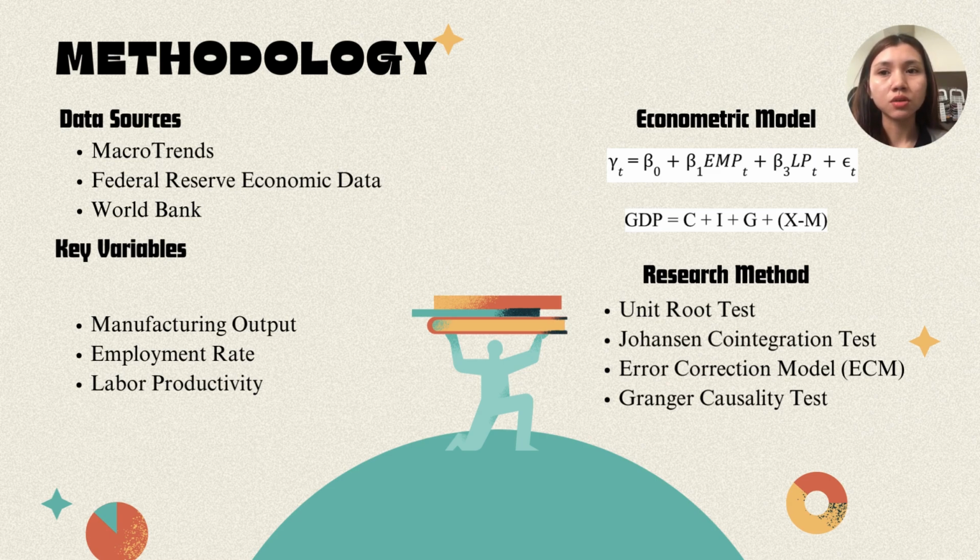For the data sources, manufacturing output data was collected from market trends and cross-referenced with reports from Japan's Ministry of Economy, Trade and Industry. To ensure consistency, values were adjusted to constant US dollars, accounting for inflation.